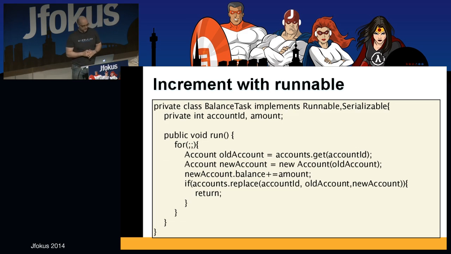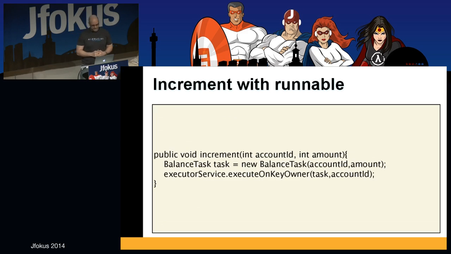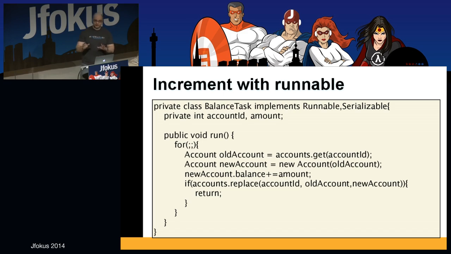We're going to do that using an executor. So I'm going to create a task, the balance task, and the content of the run method is just a copy of the optimistic version we just saw. If I'm now going to call it like this, then I'm going to do the increment. I create my balance task, and now we have that method I talked about, the execute on key owner. Now this runnable is going to be sent to the partition which owns that particular key, in this case the account ID, and there it's going to be executed. So now you are sending the function to your data instead of your data to your function. So that's one way of doing it.